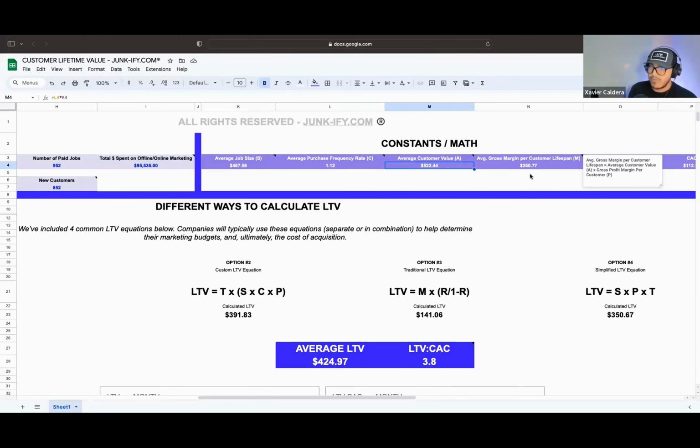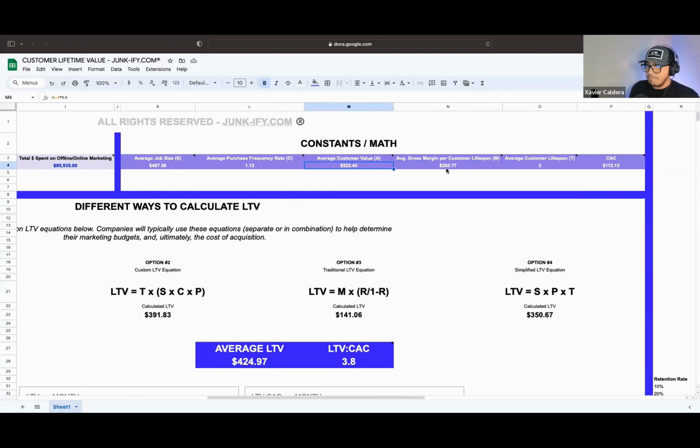So that's why it's very important to have a gross profit margin. If you don't know your gross profit margin, chances are you don't know your LTV. If you don't know your average job size, chances are you don't know the LTV. If you don't have your purchase frequency rate, or like Andrew said, the repeat client rate, you can't calculate the LTV.